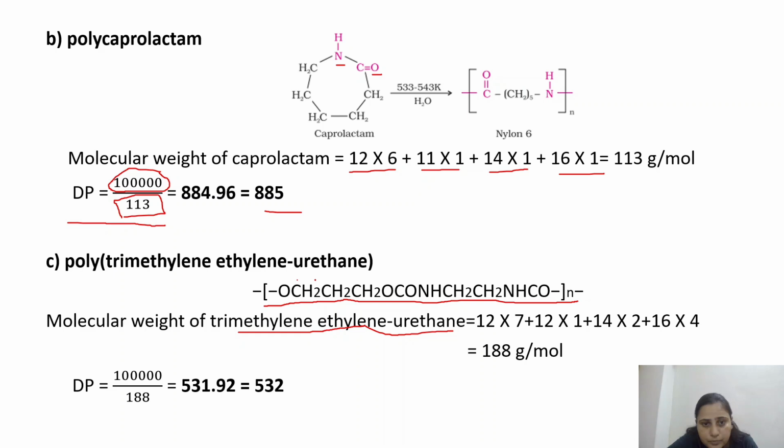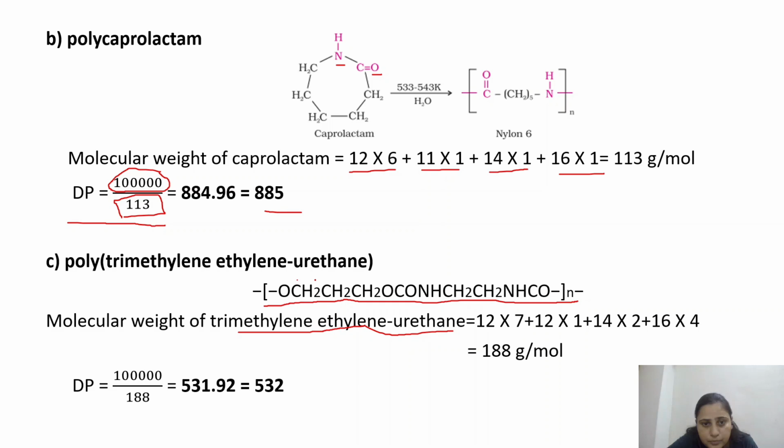Then 2 are the nitrogen, 1 oxygen, 2, 3, and then 4. 4 is the oxygen, so 16 into 4. And then last is the hydrogen. Hydrogen are 12, counting 2, 4, 5, 6, 7, 8, 9, 10, 11, 12. So 12 are the hydrogen.